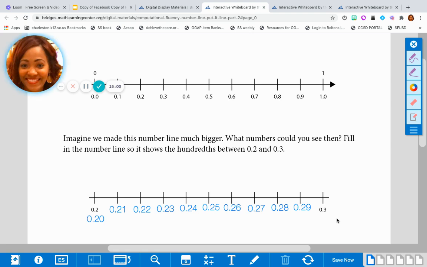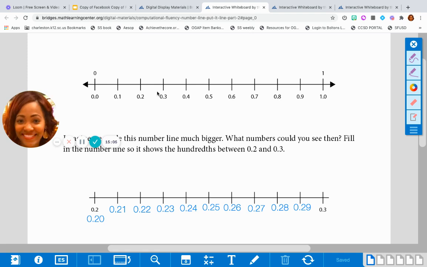Now let's look back at our 0 to 1 number line. So you can see that up here, right here. If I were to label all the hundredths on my number line, how many hundredths would there be? I really hope you said 100 hundredths, because 100 hundredths is the same thing as saying one whole. Like 100 pennies is one whole dollar, or 10 dimes is one whole dollar. So 10 tenths would be one whole dollar.